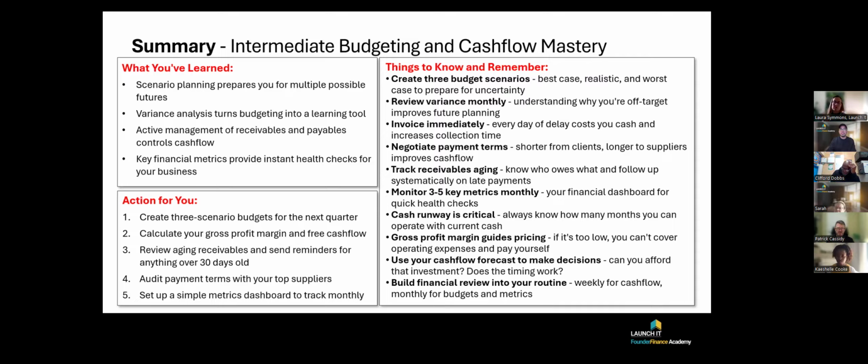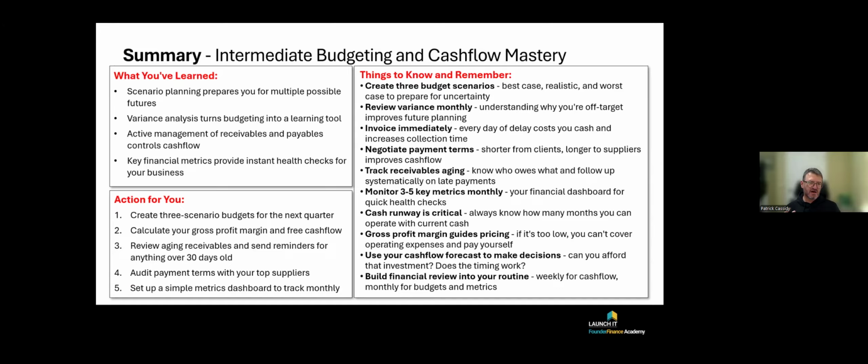Calculate some of the scenarios, the KPIs within your business. Look at your receivables. Look at anything that's older than 30 days, and follow up with your customers, making sure that you're chasing down payment. Look at what payment terms you have with your suppliers, and see if there's anything you could renegotiate with them. Could you get better terms? Maybe even look at alternative suppliers, both in terms of better payment terms or reduced costs. And then set up a simple dashboard and track that on a monthly basis.